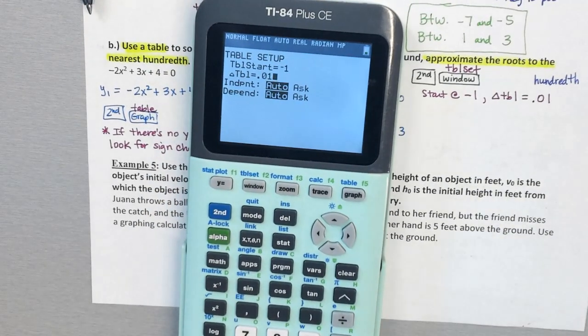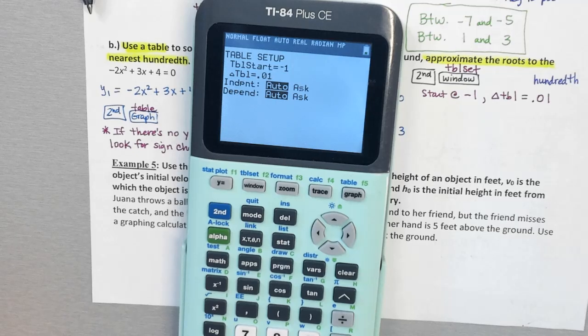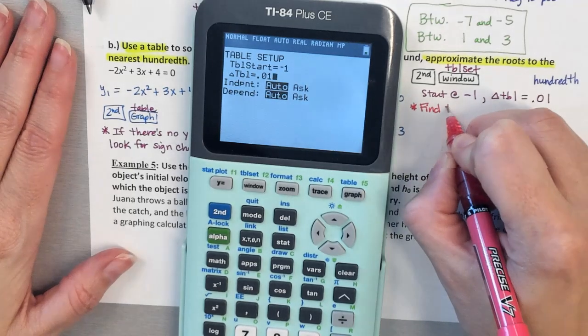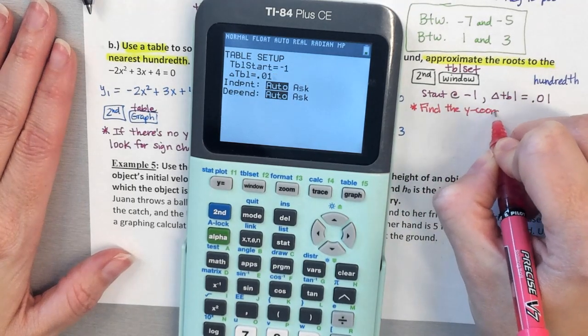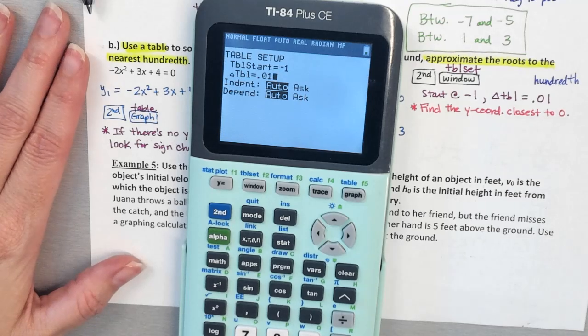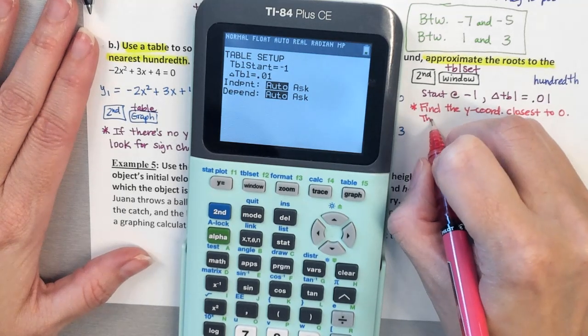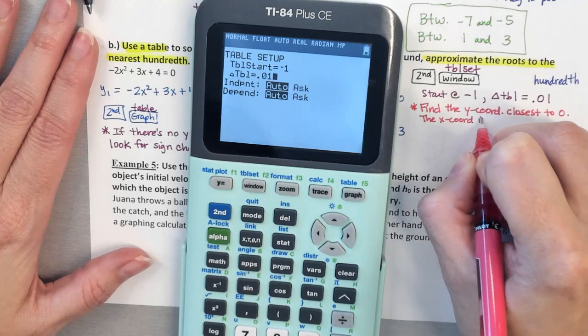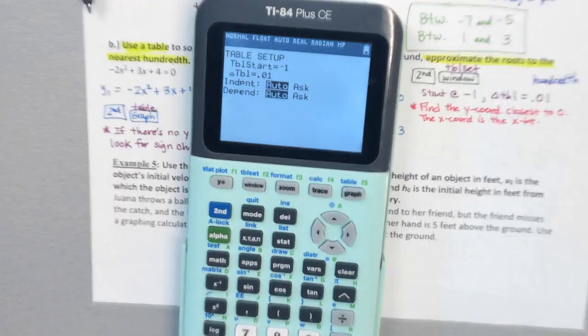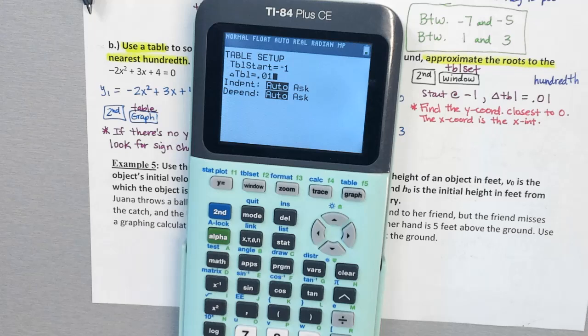Now remember, what you're looking for is when y is 0, but we are rounding this. So it's not always going to happen where y is exactly 0. So what you have to do is find the y coordinate closest to 0. Okay, and that x value, that is the x-intercept. So you find the closest one to 0, and that x-coordinate is your x-intercept. That is your value.